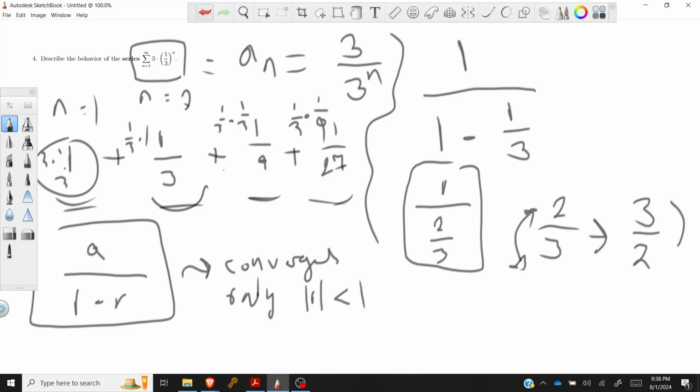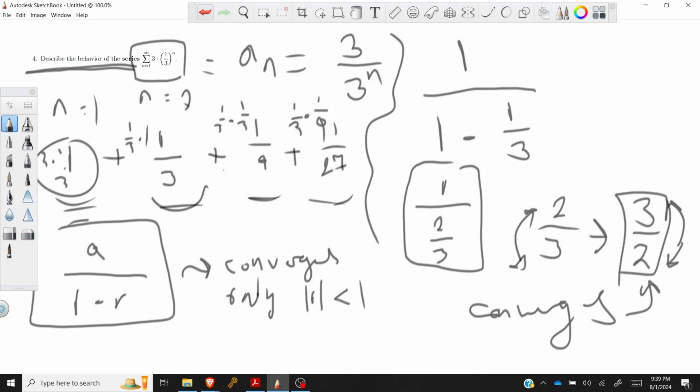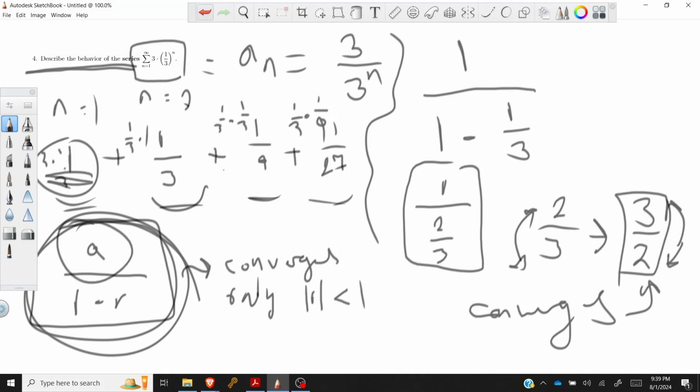Some of you might already know this. I hope you already know this, but when it comes to crunch time, you're so worried about the calculus stuff, your brain's in calculus mode, you forget the easy steps like this. So the behavior of this series is that it converges to 3/2 by this formula after we evaluated what the first term was, that's our A, and then the common ratio, which is our R.